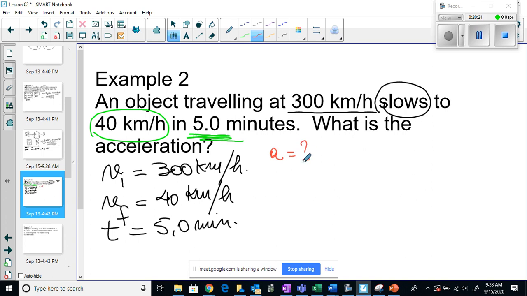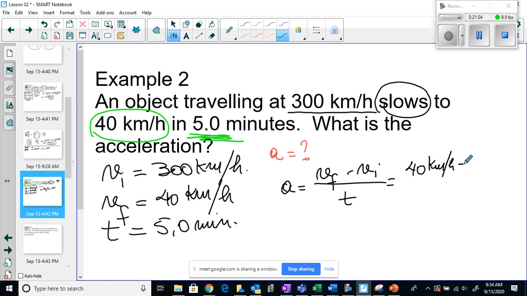Now, the strategy that we follow for kinematics equations questions is we sort what is given, sort what they are asking for, and take a look at the formula sheet and then say, what is the formula that relates everything given and asking for? And in this case, it's kind of easy because we have the acceleration is a equals V final minus V initial over time. Now, V final is 40 kilometers per hour minus 300 kilometers per hour over time, that is 5 minutes.